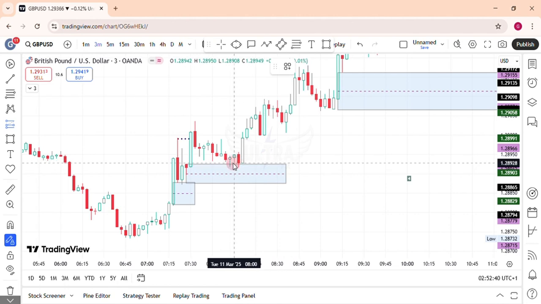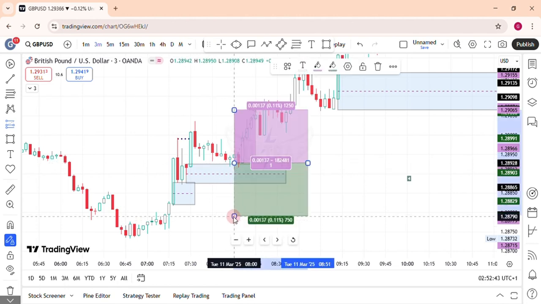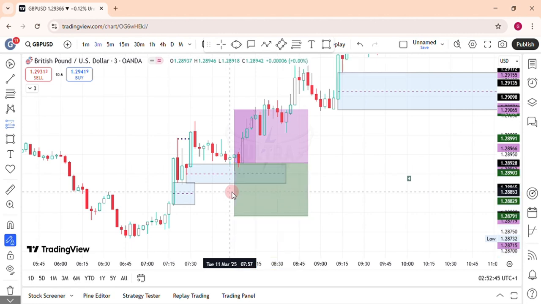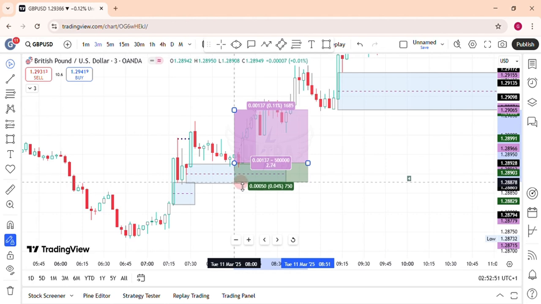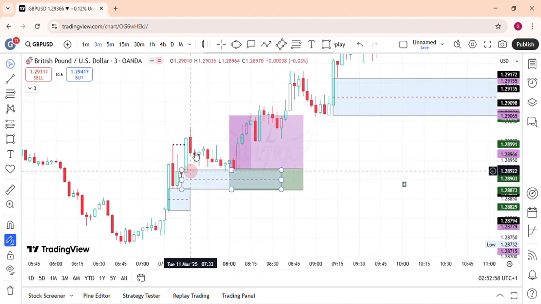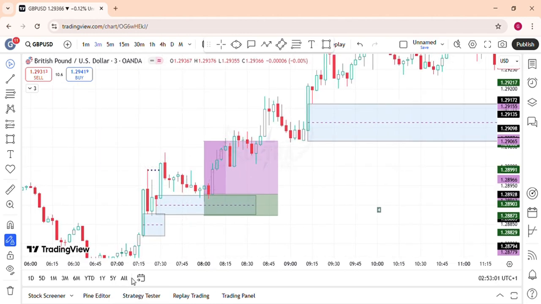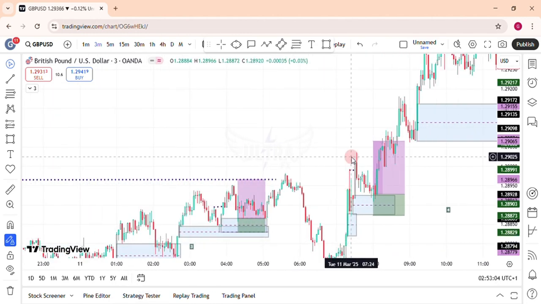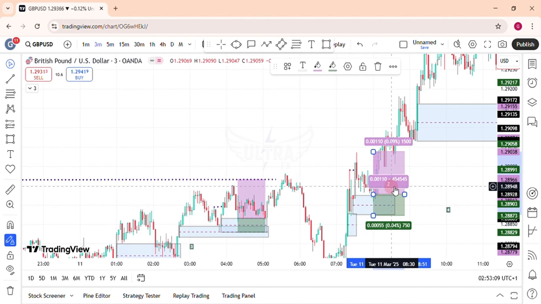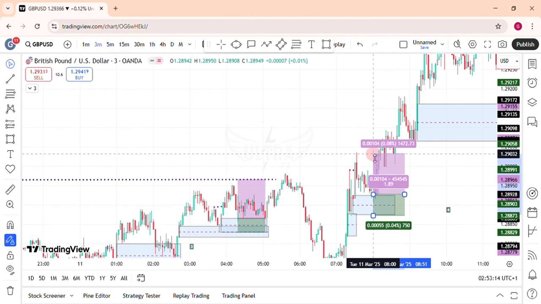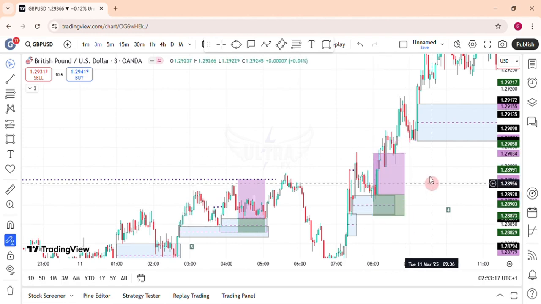Now we have our entry, and our stop loss should be below that low, or below the order block that created that fair value gap for your entry. And your take profit should be just above the immediate high that you can see, and it's giving you a risk reward ratio of 1.93.